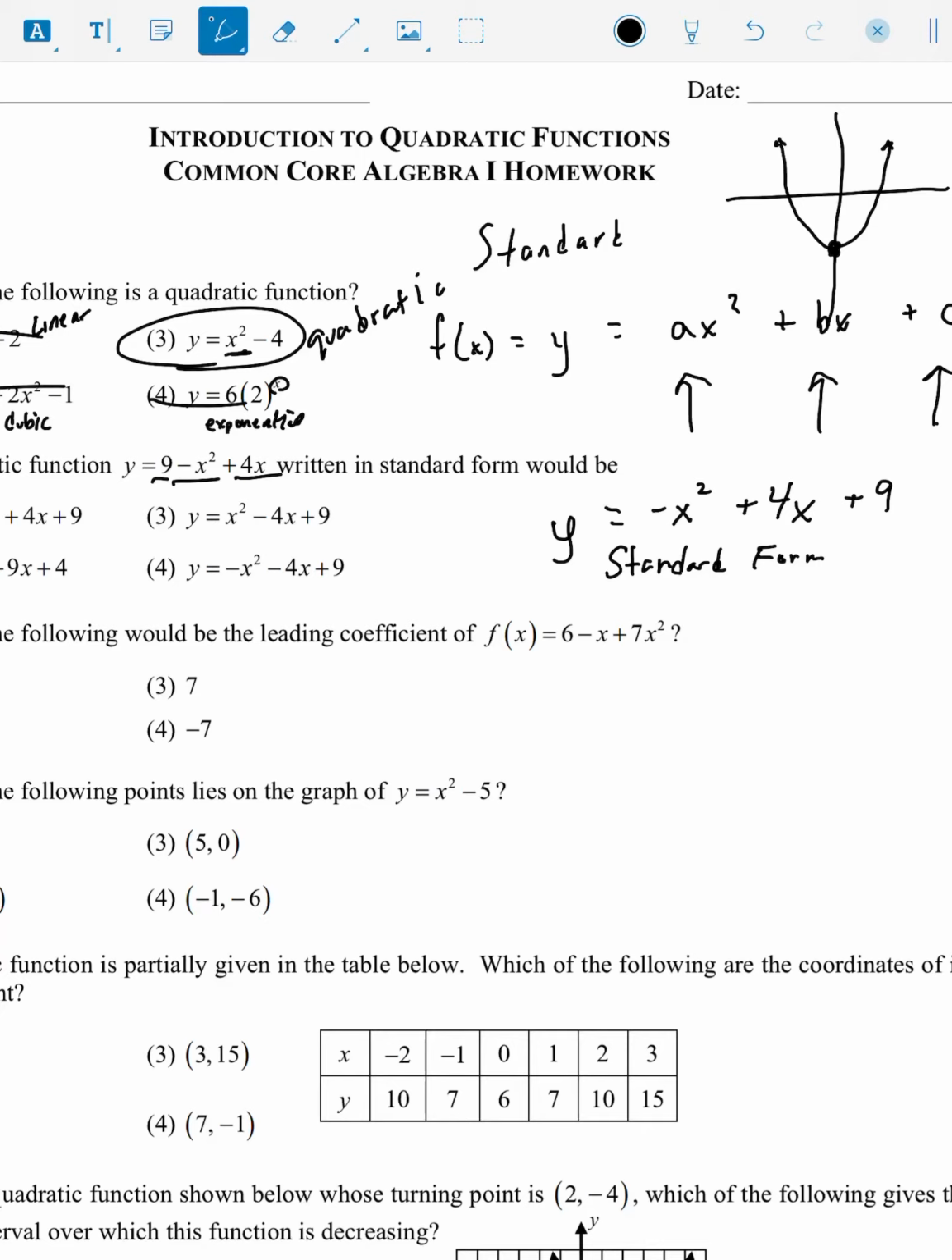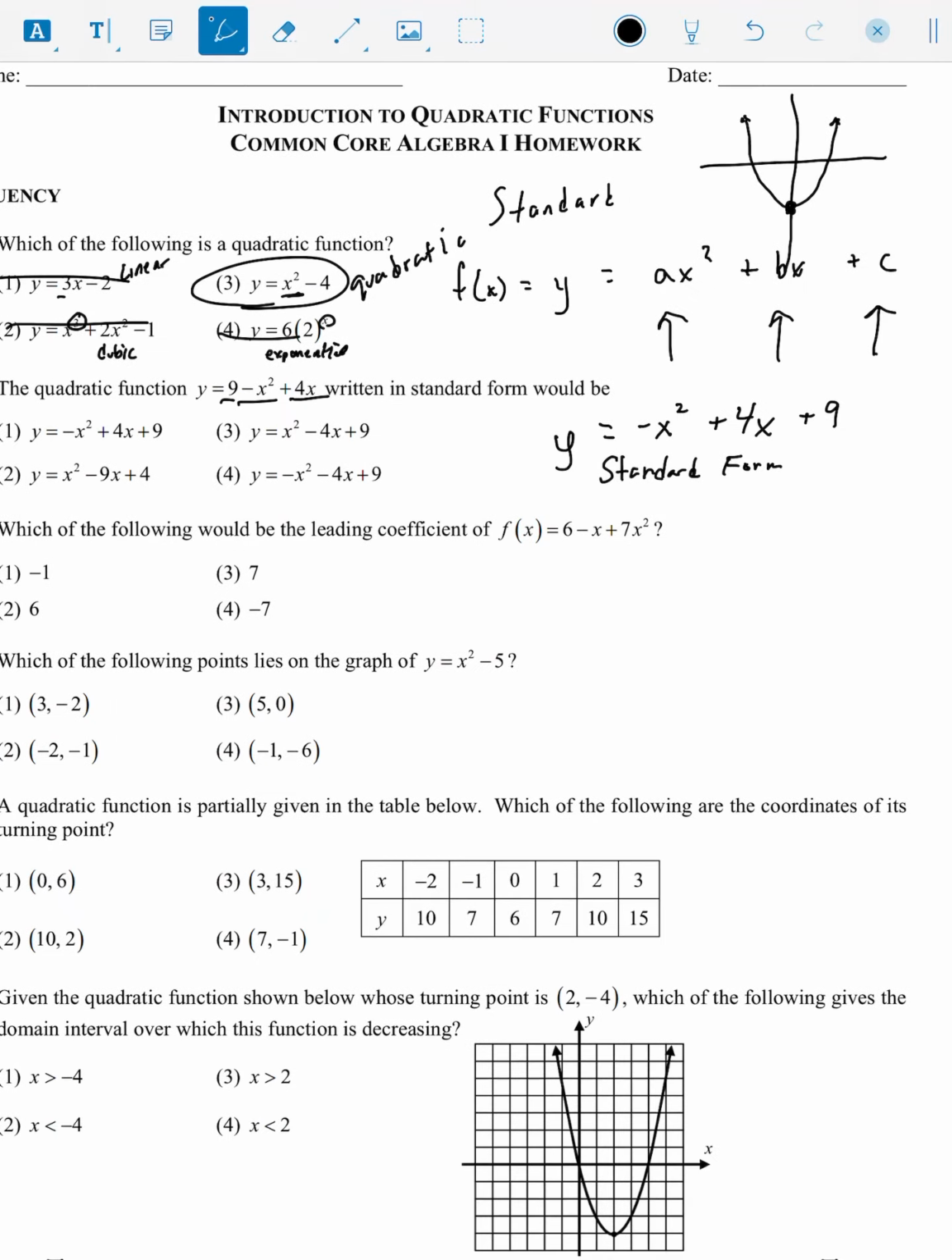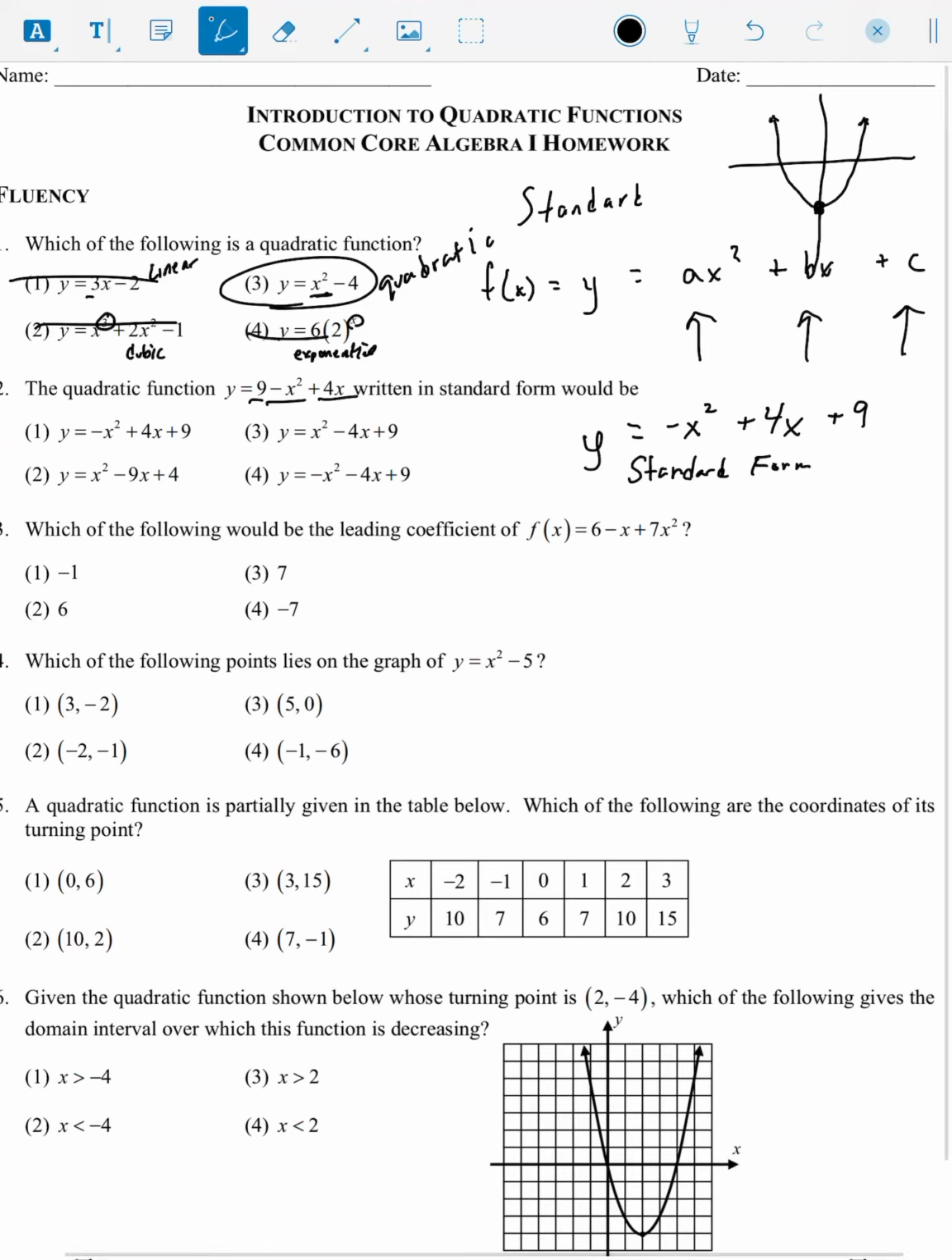Again, the exponents are decreasing from highest to smallest, and our last term should always be a constant. Now, if we match up our answer with the choices, we clearly see that choice number 1 should be the answer.